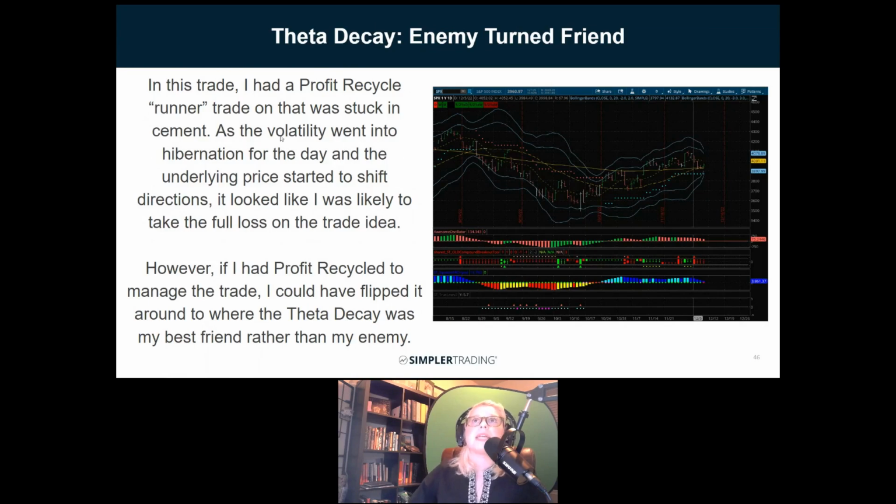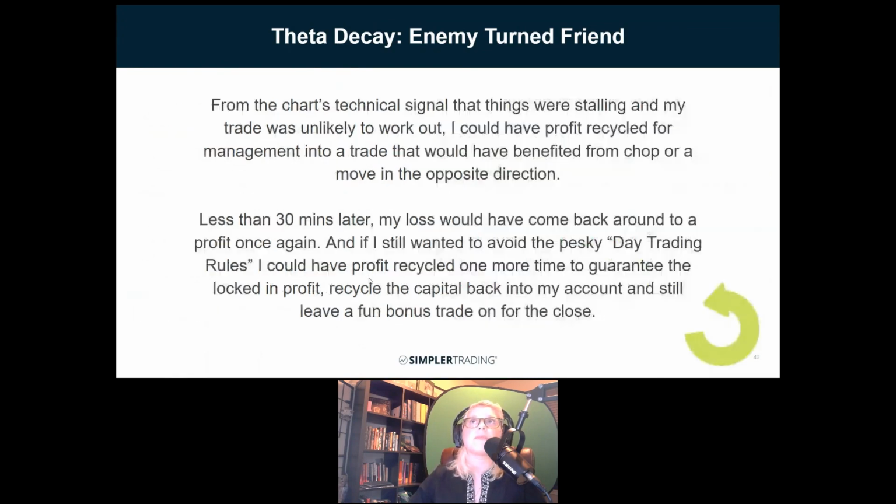However, as that volatility went into hibernation for the day and the underlying price started to shift directions, it looked like this was likely to turn into a full loss. However, as I mentioned earlier, I've been looking at different ways to try and profit recycle and manage this. And one of the things I could have done was flip this trade around to where theta decay was my best friend rather than my enemy.